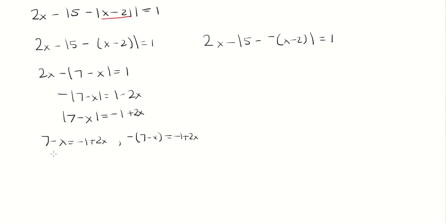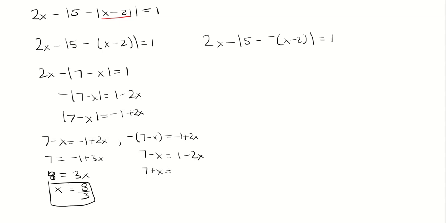So now we can add x to both sides, add the 1, and then divide by 3 to get x is 8 over 3. Okay, now here I can multiply both sides by the negative to get 7 minus x equals 1 minus 2x. We will add the 2x to get 7 plus x equals 1, and then subtract the 7 to get x is negative 6.